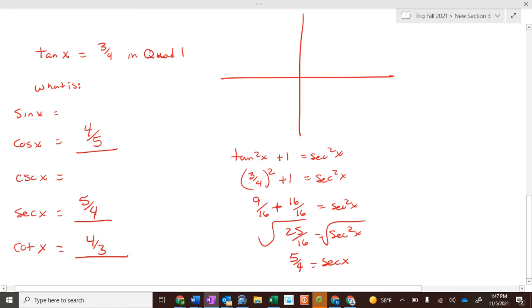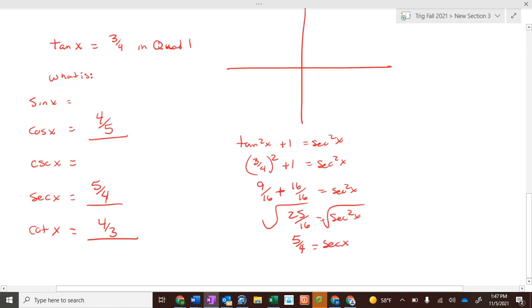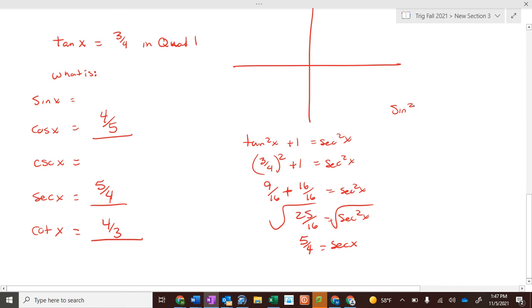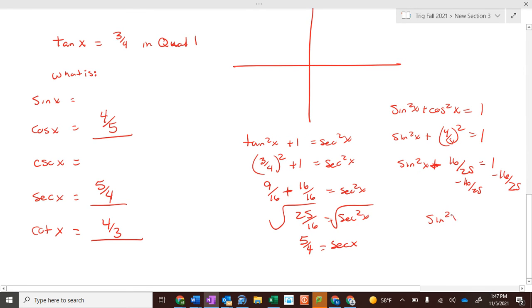Okay? How are sine and cosine related? Sine squared of x plus cosine squared of x equals what? 1. So sine squared of x plus 4/5 squared equals 1. What's 4/5 squared? 16/25 equals 1. Subtract 16/25 from each side. Sine squared of x equals 25/25 minus 16/25 is 9/25.